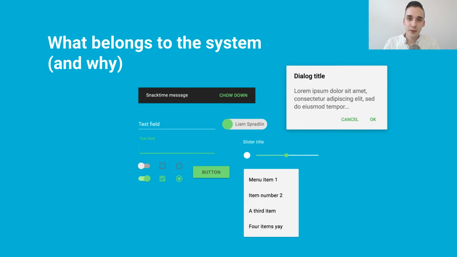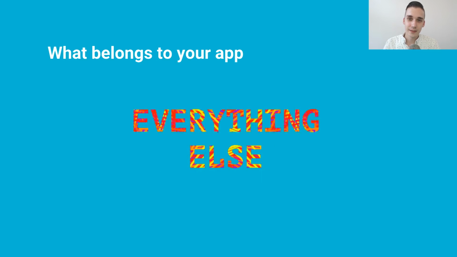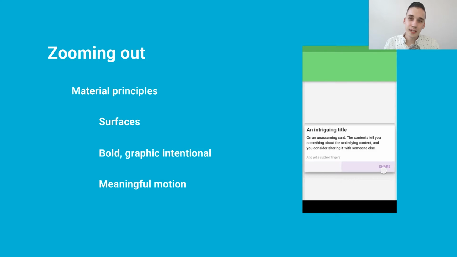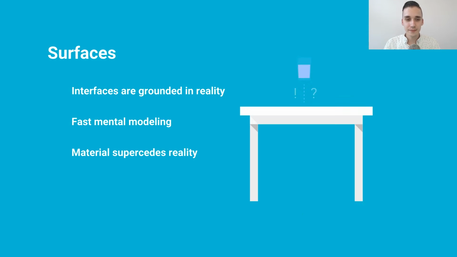So what does that leave for your app then? Basically everything else, as long as you keep the material principles in mind. So zooming out to those principles, there are three main ones that we'll cover: surfaces, or the material metaphor, bold graphic and intentional design, and meaningful motion. First, surfaces, or the material metaphor.